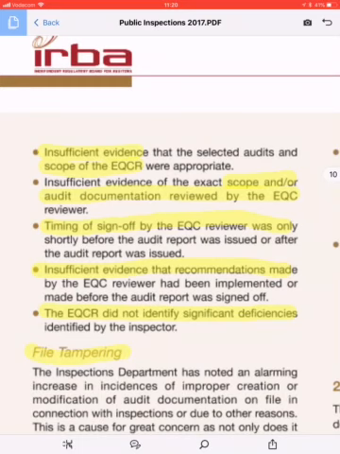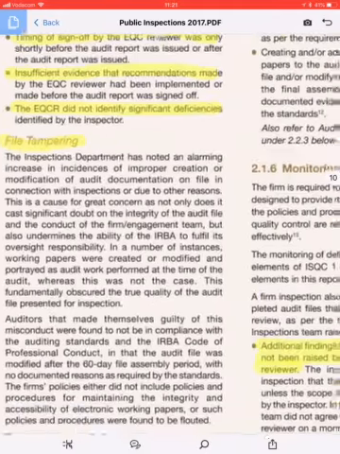Insufficient evidence on files that recommendations made by the reviewer had been implemented. And then lastly, the IRBA inspector would re-review the file. If they find findings that the EQCR didn't find, obviously they would look at the same areas once they've identified the scope as sufficient, and then they would re-review the file. And if they find evidence or significant deficiencies that were not identified, then that in itself becomes a finding. That becomes an EQCR finding because obviously the review was not adequately performed.